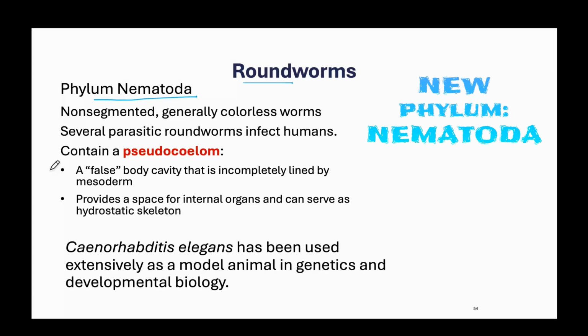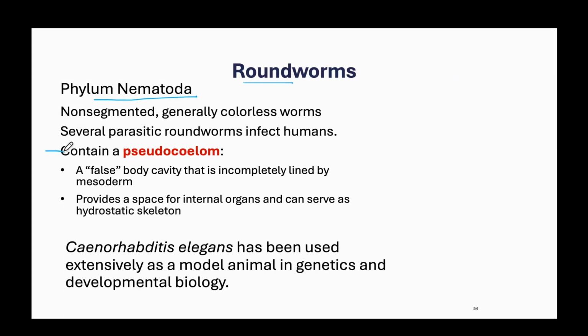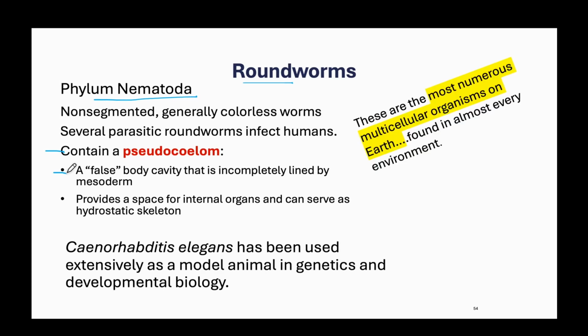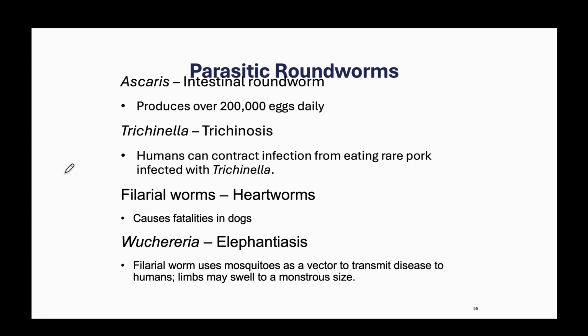They contain a pseudocoelom, which means a false body cavity that is not completely lined by mesoderm. These are also going to have separate sexes. Now, roundworms, the nematodes, are going to be the most numerous multicellular organisms on Earth, and they're found in almost every environment. Examples of these are going to be Ascaris, Trichinella, and your heartworms.